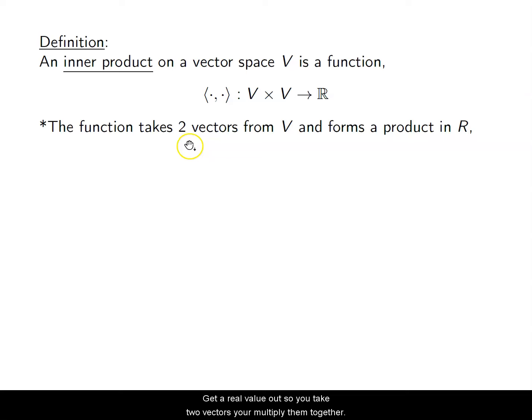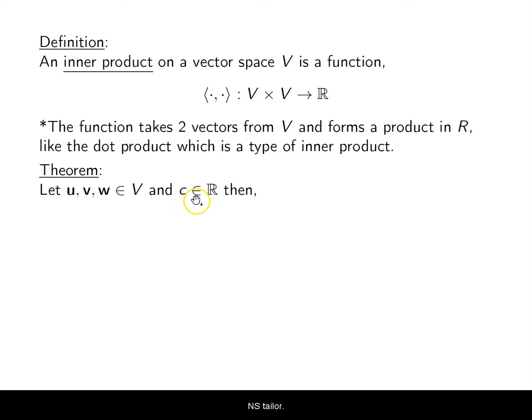So you take two vectors, you'll multiply them together, depending on the form of the inner product, and you'll get a scalar value out. Okay. So like the dot product, which is a type of inner product, right? So this is just, again, relating what we know already to this generalized idea of a general inner product. Okay. So let's do a theorem. Okay. So let's say that we have 3 vectors from our vector space and a scalar. Okay. Then these are the properties that hold for an inner product. Okay.